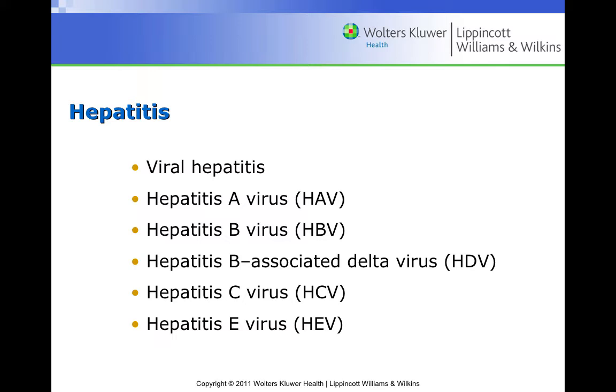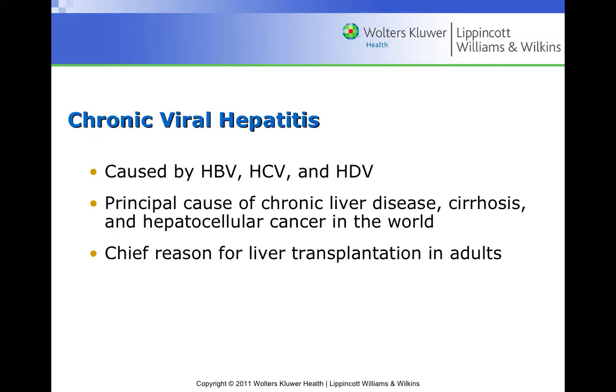We know that hepatitis can be either an acute or a chronic inflammation of the liver, and that alcoholism, autoimmune disorders, and medications, drugs, both legal and illegal, put patients at risk for it. So chronic viral hepatitis, usually caused by hepatitis B or hepatitis C, is one of the principal causes of chronic liver disease and cirrhosis in the world. It is also the chief reason for liver transplant in adults.